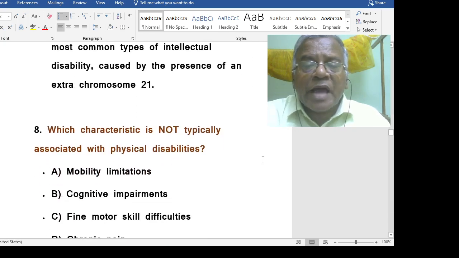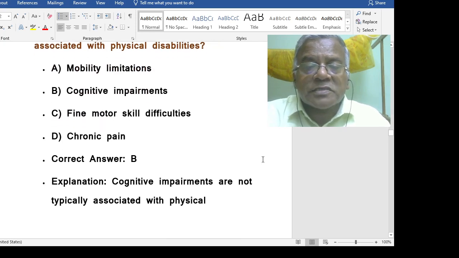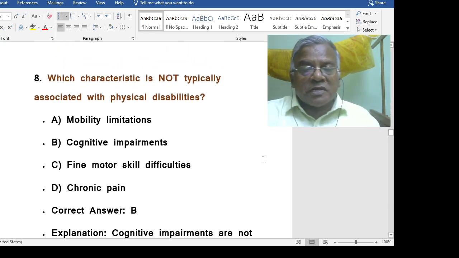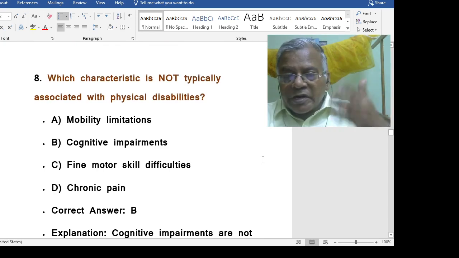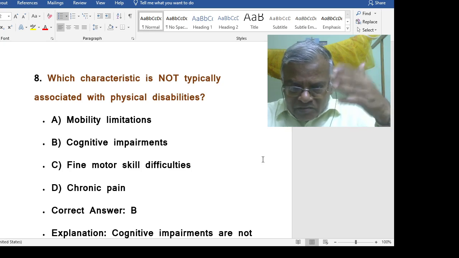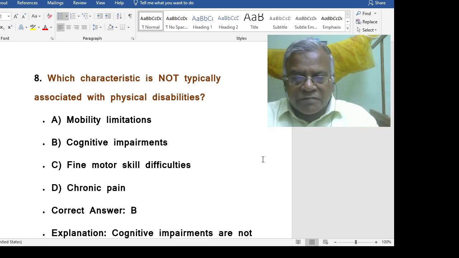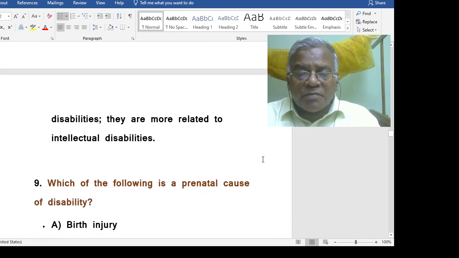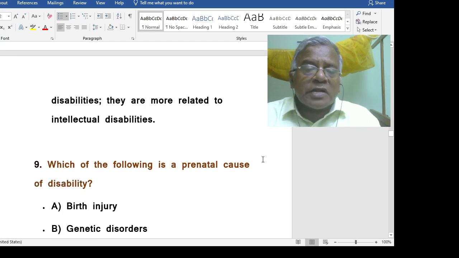Which characteristic is not typically associated with physical disabilities? That is cognitive impairments. Cognitive impairment is not typically associated with the physical disability. Of course, that is different. Cognitive means intellectual activities. Physical is something different. So cognitive impairments are not typically associated with physical disabilities. They are more related to intellectual disabilities.